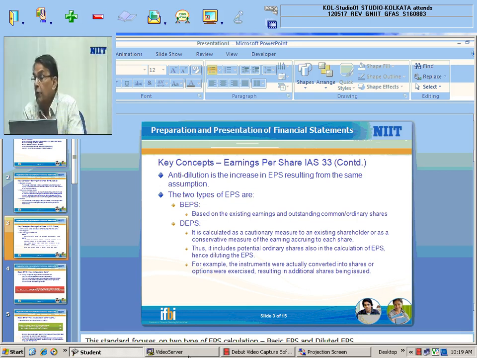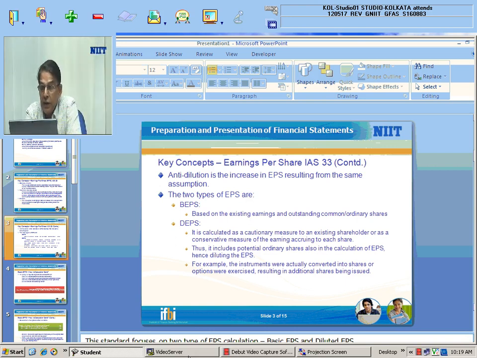Now there are two types of earnings per share, which is BEPS, basic earnings per share, based on the existing earnings and outstanding common or ordinary shares. So basic EPS is calculated based on the existing earning, that is profit, and the total number of outstanding common or ordinary shares.